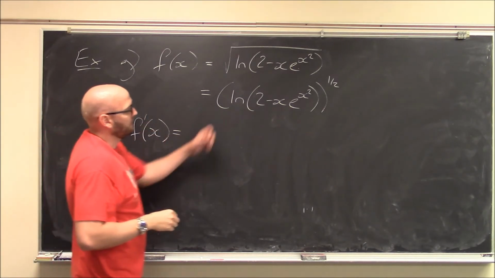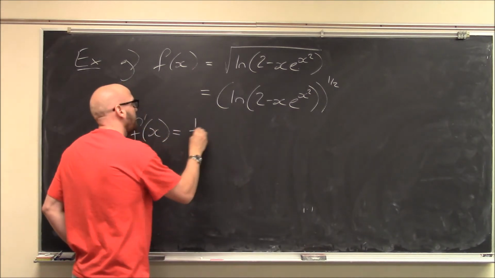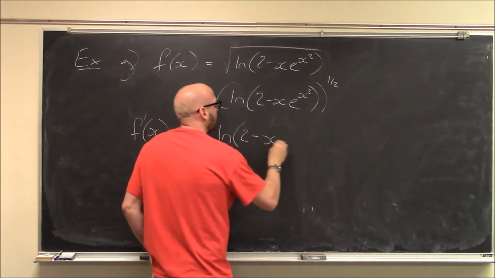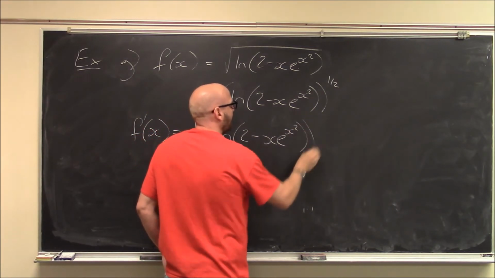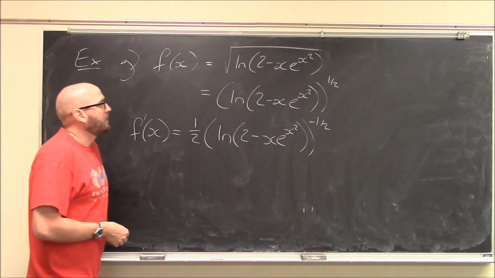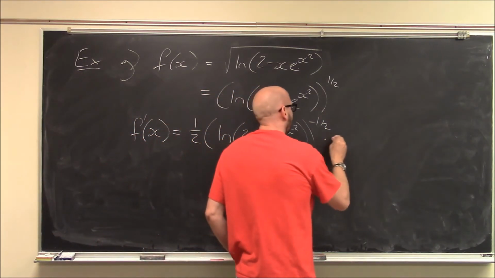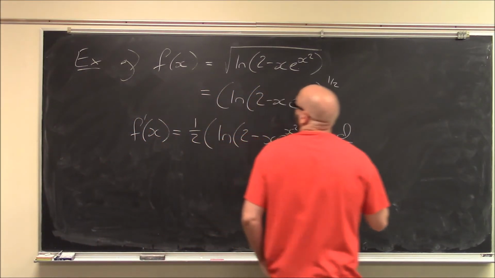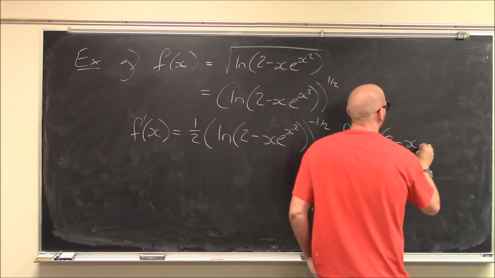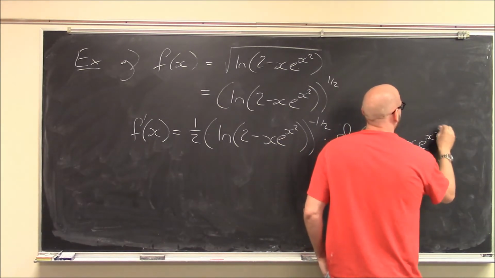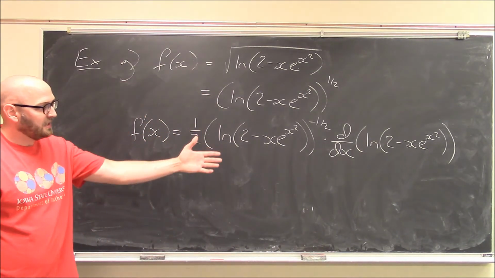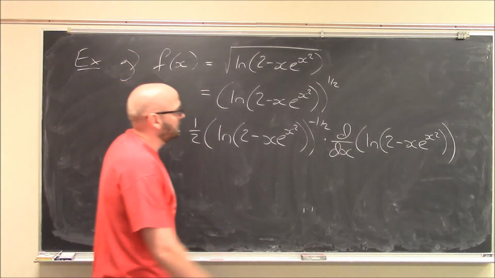So my derivative, I've got a function raised to the 1/2, so this would be 1/2 times ln of 2 minus x e to the x squared, to the minus 1/2, right? Inside stays the same, lower the power by 1, times the derivative of the inside, ln of 2 minus x e to the x squared. No simplification I can do there, logs of differences, there's nothing I can do, so we're just going to have to differentiate that.